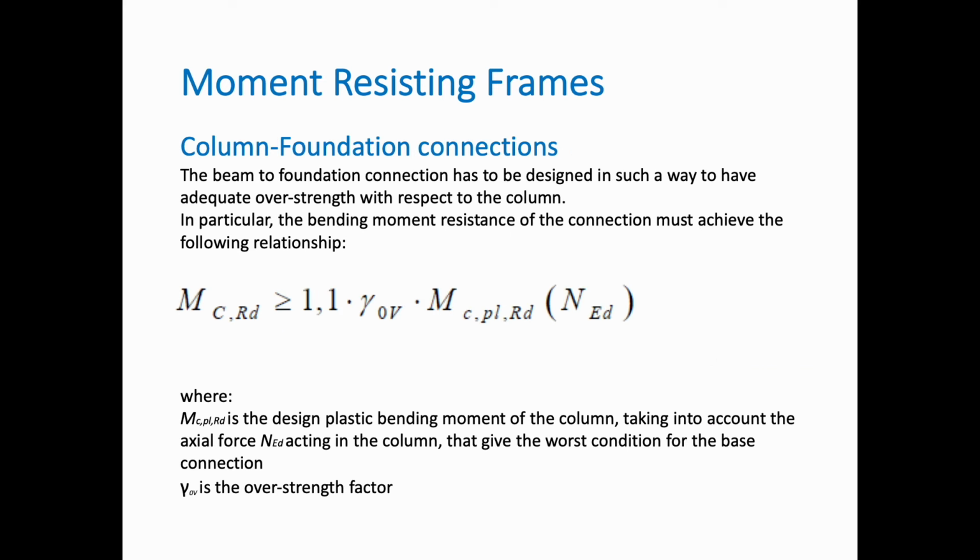And the last thing is the column foundation connection, which has to be designed in such a way to have adequate overstrength with respect to the column. In particular, the bending moment resistance of the connection must achieve the following relationship. So the McRd should be greater or equal to 1.1 times the overstrength factor times the design plastic moment of the column, considering the axial force NEd acting in the column that gives the worst condition for the base connection, times the NEd.